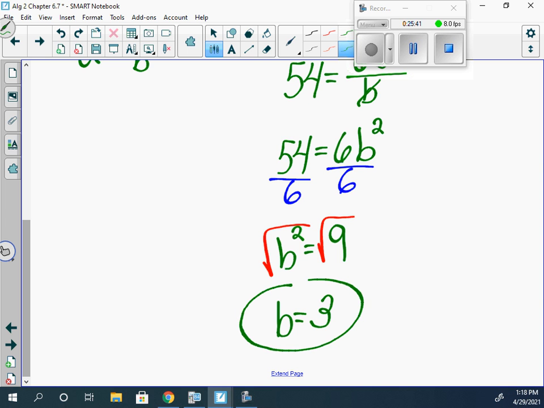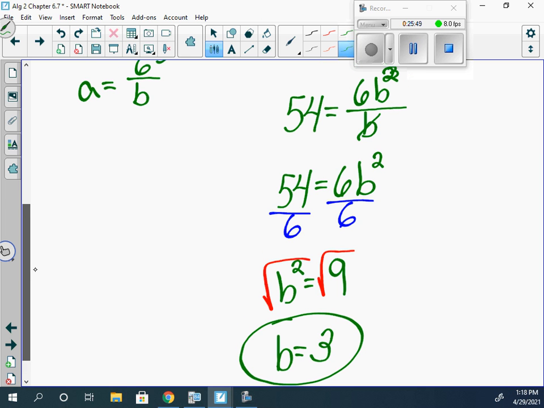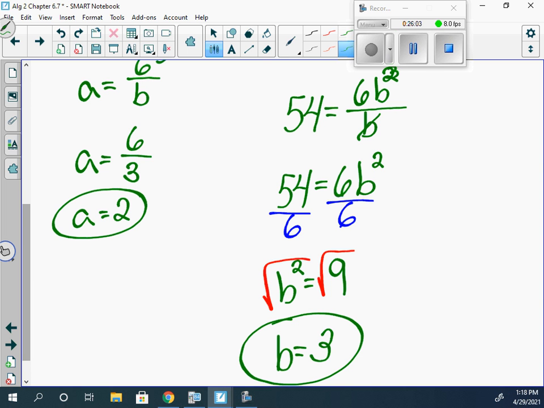So, well, we found the value of b. Any questions on this here? Almost. We still have to find a. Now we said a is equal to 6 over b. Well, b is 3. And 6 divided by 3 is 2.